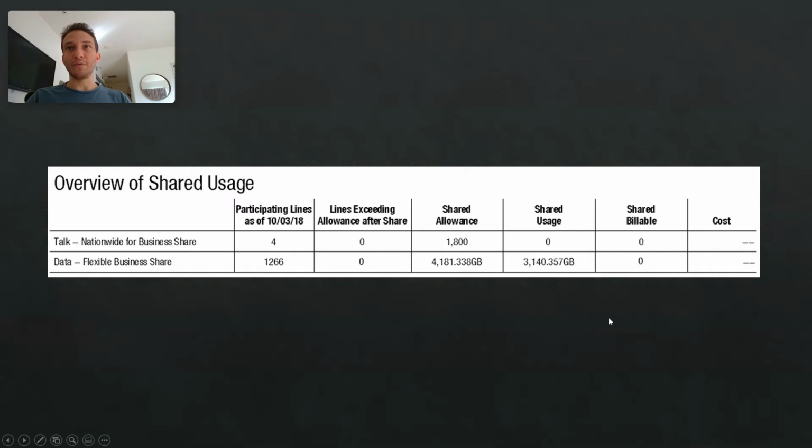Now, number two, I'm looking at overbuying, right? So what am I looking at? I'm looking at shared allowance and shared usage. So the allowance for this data was about 4 terabytes, but they used 3 terabytes. That means that this company overbought a terabyte of data for that particular month.